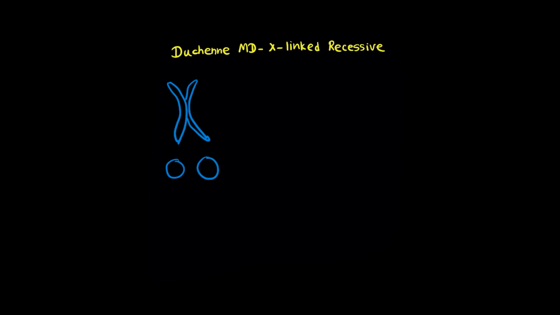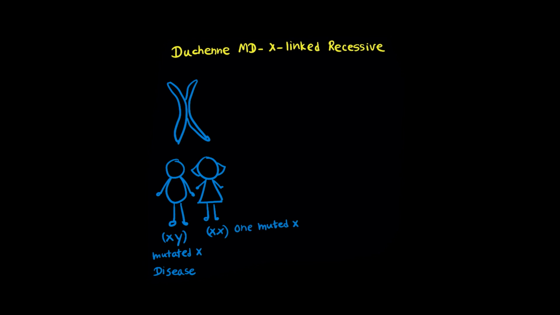The dystrophin gene sits on the X chromosome. Males have only one X chromosome, so if they inherit a mutated dystrophin gene, they have no backup copy. They will develop the disease. Females have two X chromosomes, so even with one mutated gene, the normal copy on their other X chromosome usually protects them. They become carriers.